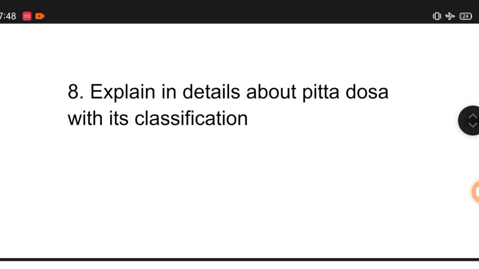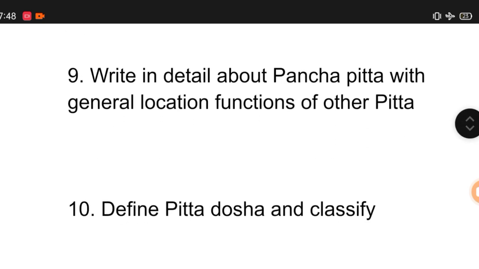Next question: explain the details about Pitta dosha and its classification. As I explained for Vata, in the same way you have to write for Pitta dosha. For Pitta types you have to write Nirukti, Sthana, synonyms, modern correlation, Vruddhi and Kshaya, etc. The next question: write the details about Pancha Pitta in general, location, function and function of each Pitta. As in the above-mentioned question, you have to write the same answer for this question also.